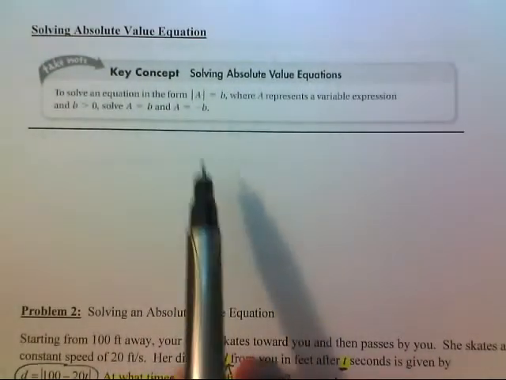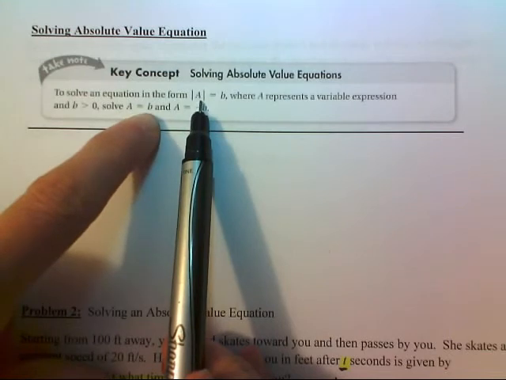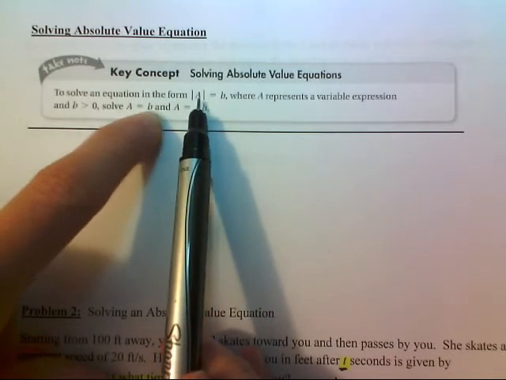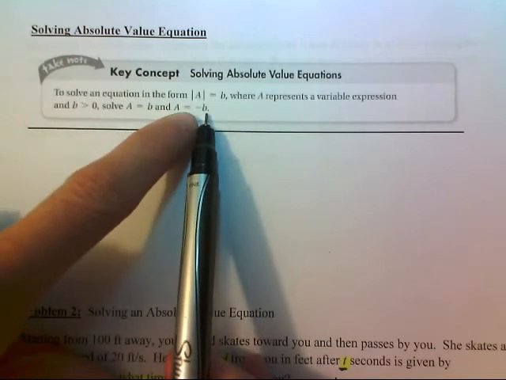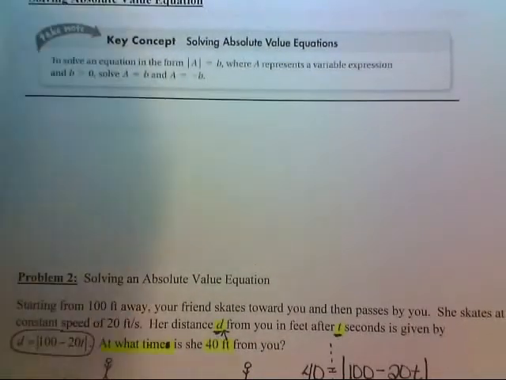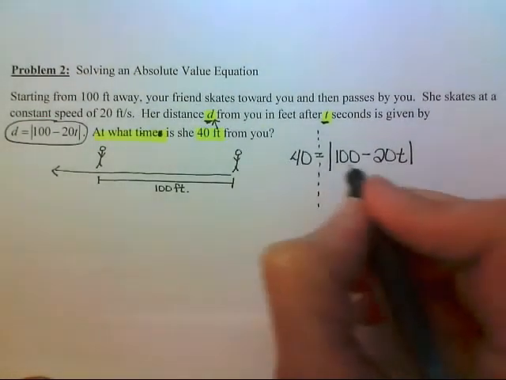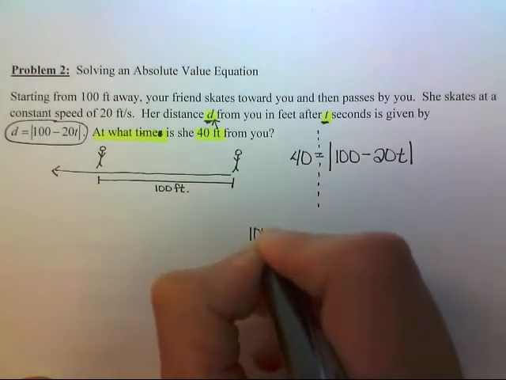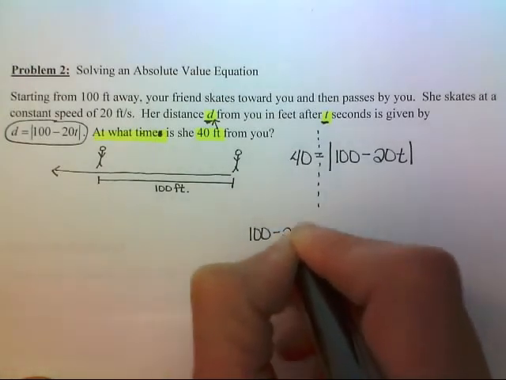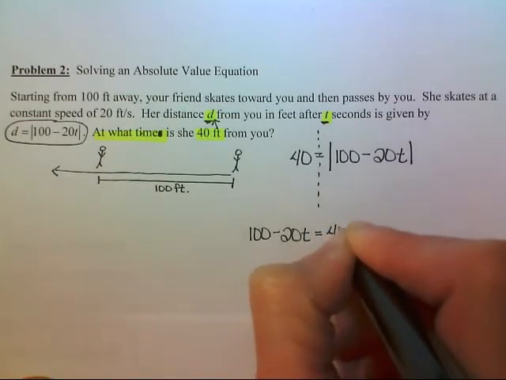What I'm going to do is go back to my key concept. I'm going to take what's on the inside and set it equal to the positive, and I'm going to take what's on the inside and set it equal to the negative number. So this is what it's going to look like for problem 2. Everything on the inside of my absolute value, 100 minus 20t, I'm going to make equal to positive 40.